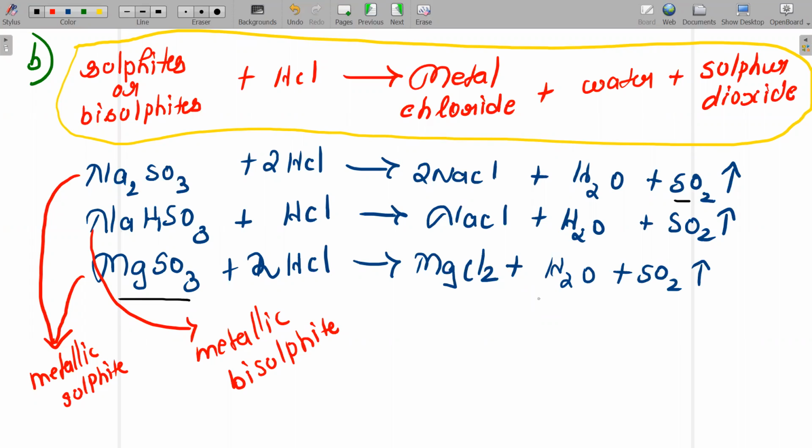Now, another example I am going to introduce, that is nothing but metallic bisulfite. When I introduce metallic bisulfite, that means NaHSO3. Into that HCl, I just introduce NaHSO3. I got sodium chloride plus H2O plus sulfur dioxide.